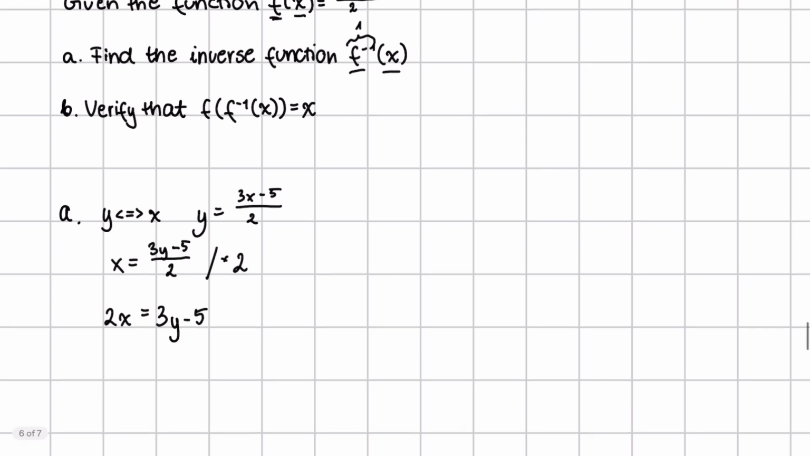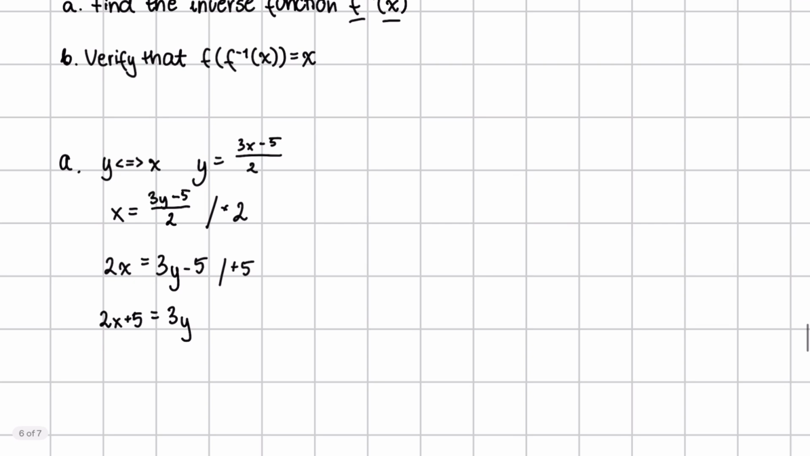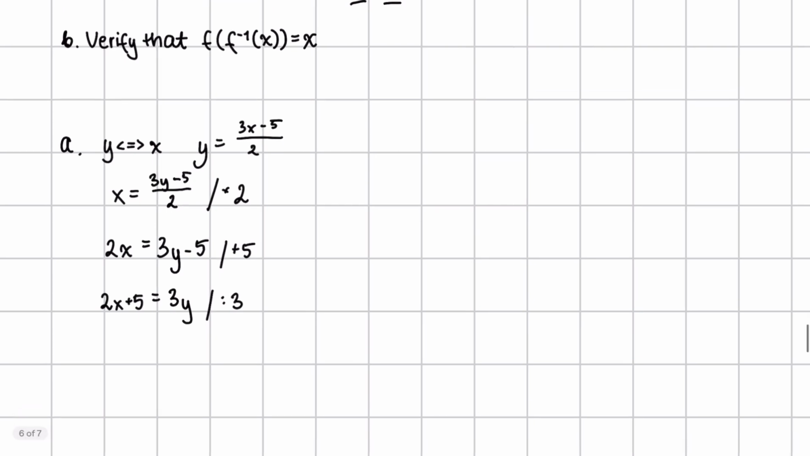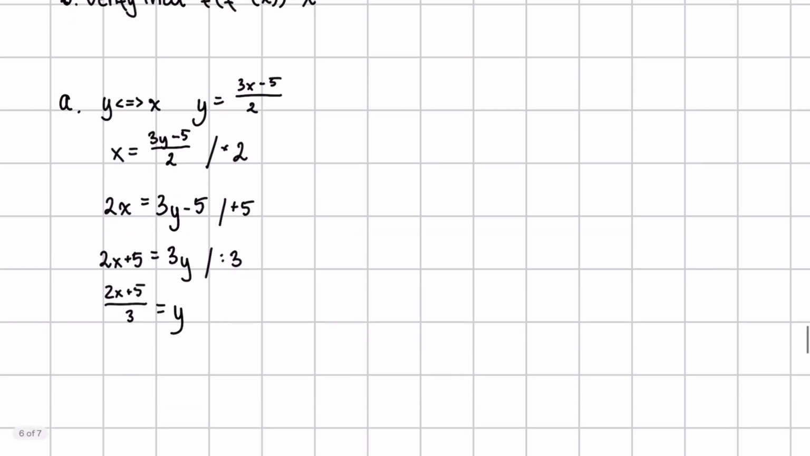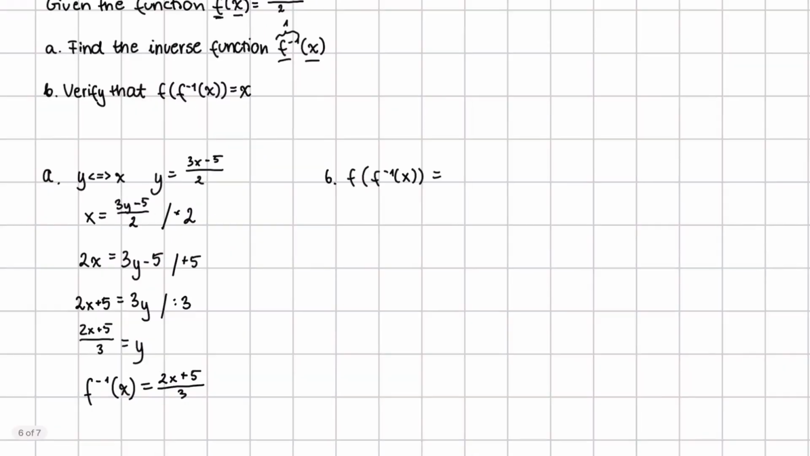Now we can add 5 to both sides. So we have 2x plus 5 equals 3y. And the last thing is division, so we can divide both sides by 3. So we have 2x plus 5 over 3 equals y. So we can rewrite it like this: f to the power of -1 of x equals 2x plus 5 over 3. And this is our inverse function.